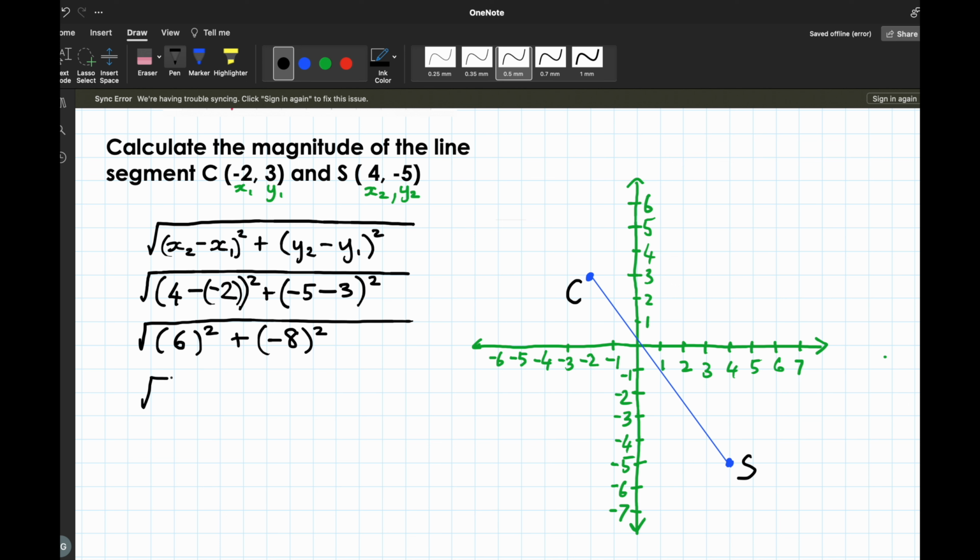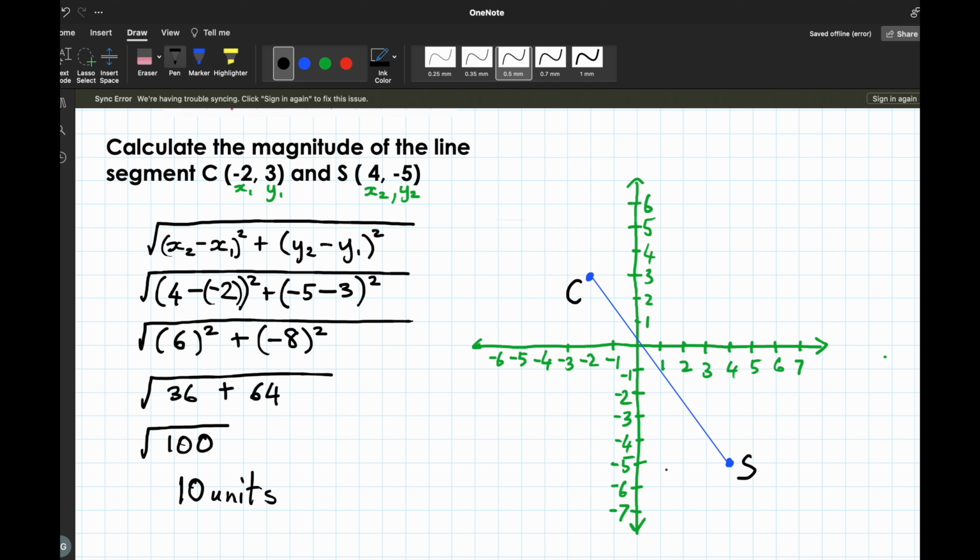Okay, so the square root of 6 squared. So what is 6 squared? What do we mean when we say 6 squared? 6 times 6, which is 36. And then we're going to add that to negative 8 squared. So negative 8 squared is the same as negative 8 times negative 8, which gives us 64. Remember, a negative times a negative is a positive. So 36 plus 64 would give us 100. Now, what's the square root of 100? Excellent. So the square root of 100 is 10. And since they didn't tell us whether it's in centimeters or meters, we're going to just say 10 units.